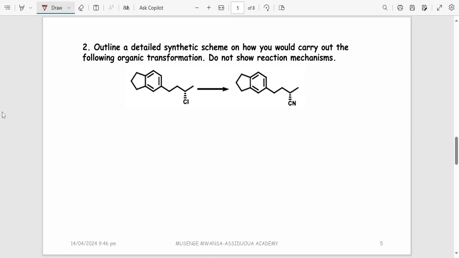Okay. And then question 2, outline a detailed synthetic scheme on how you would carry out the following reaction. You just want a scheme, a plan of how you can carry out this reaction. We don't need a reaction mechanism. Now you can see that chlorine has been substituted by cyanide, but one interesting thing is that there is no reversal of configuration. What mechanism do you think happens without reversal of configuration?